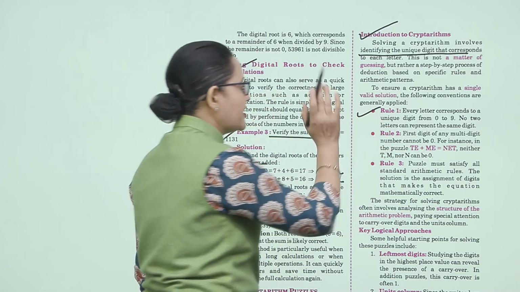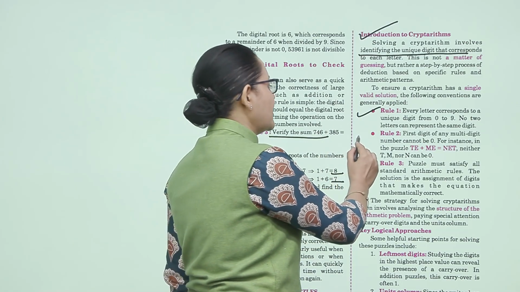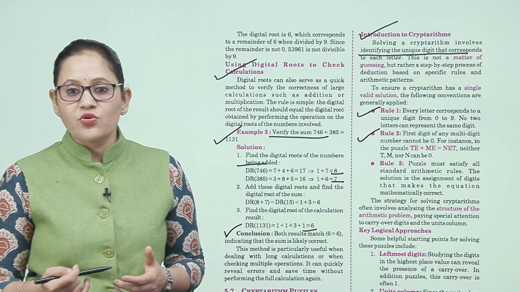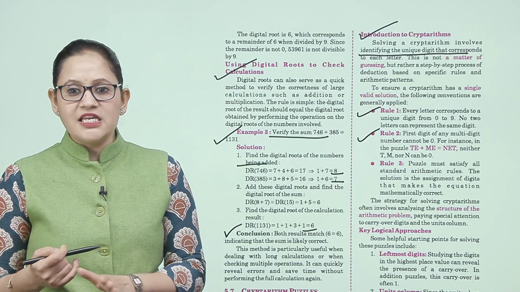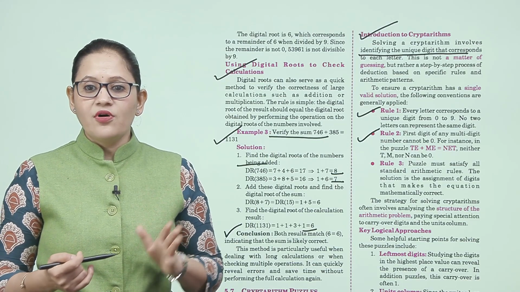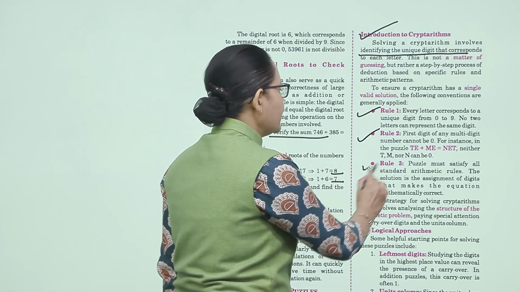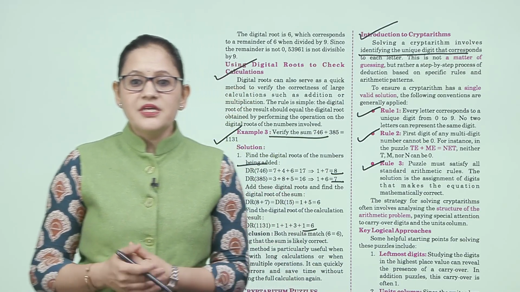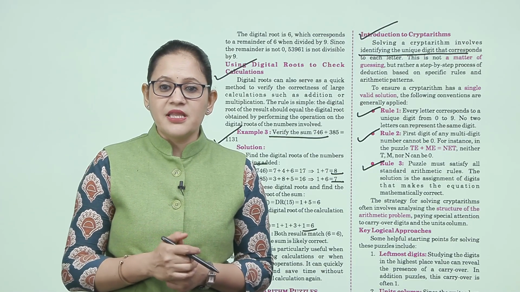Rule number 1, every letter corresponds to a unique digit from 0 to 9; two letters cannot represent the same digit. Rule number 2, the first digit of any multi-digit number cannot be 0. For instance, in the puzzle TE plus ME equals NET, neither T, M nor N can be 0. Rule number 3, the puzzle must satisfy all standard arithmetic rules. The solution is the assignment of digits that makes the equation mathematically correct.